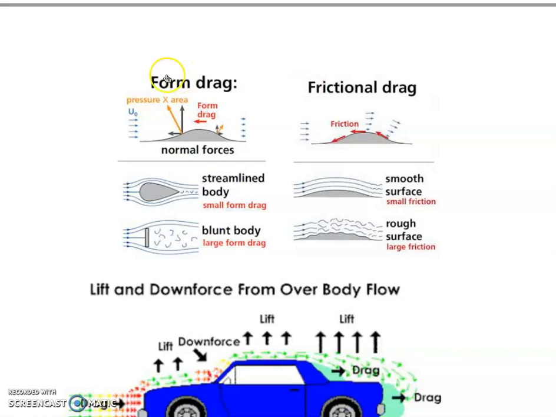In the picture you can see the dragging portion. The vehicle moves in this way and this is the drag effect. In this way the streamlined body has small form drag and the blunt body has large form drag. Now come to the next one, that is frictional drag.